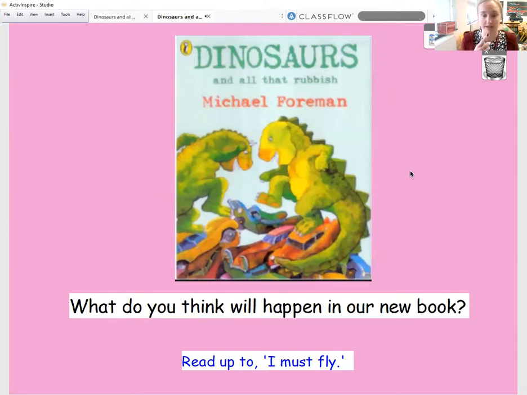Have a little prediction. My prediction is that the dinosaurs are going to be going to rubbish heaps and stamping on all the different rubbish, or they might be going into people's back gardens and doing it. Looking at this pile of rubbish here, it looks like they're going to rubbish heaps or even scrap yards and stamping on all the different rubbish that they can find. Maybe you've got some different predictions. If you have, send them in to me so that I can have a little listen.